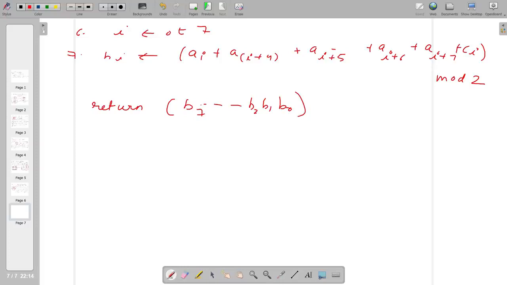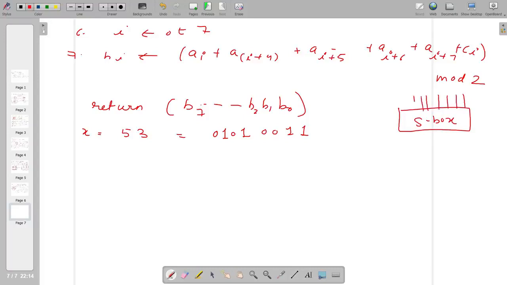So let's take an example. Let's say the number is 53. Let's say our input x is 53. So when we say x is 53, if we represent this 53 in binary form, it will be 0101 0011. We say that this is the input to the S box. So you can say that this is a0, a1, a2, a3, a4, a5, a6, a7.